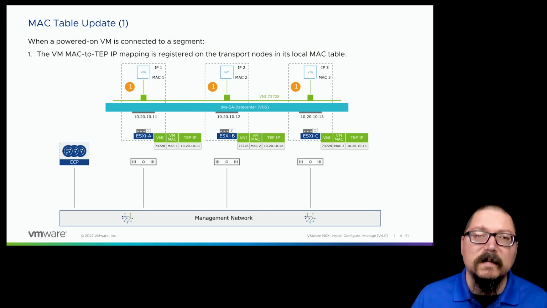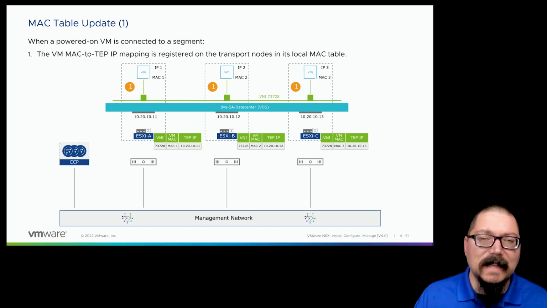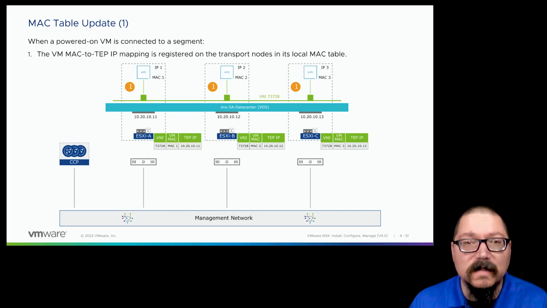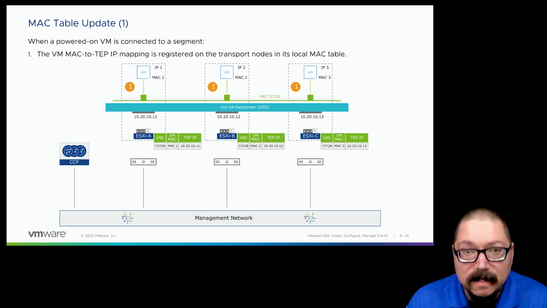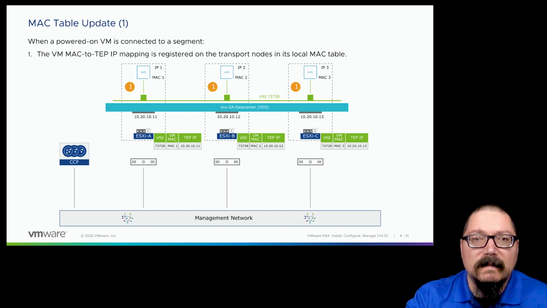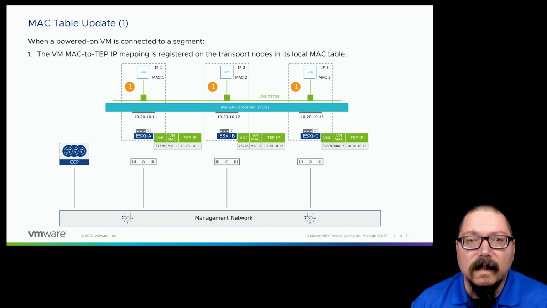But I have a MAC address serviced by my local tunnel endpoint. And that's the difference between our MAC table in NSX and, say, a MAC address table on a physical switch. A MAC address table on a physical switch is going to say for this MAC address for this VLAN, we have to forward the packet, or forward the frame, through this switch port to get it where it's going. Well, here, our MAC address table says on this VNI, to get to this MAC address, we need to forward that frame to this tunnel endpoint.